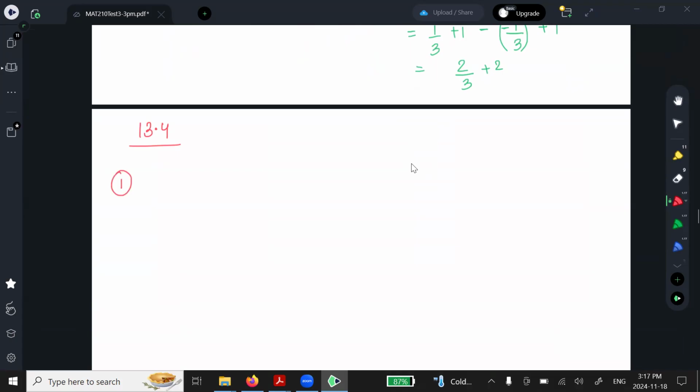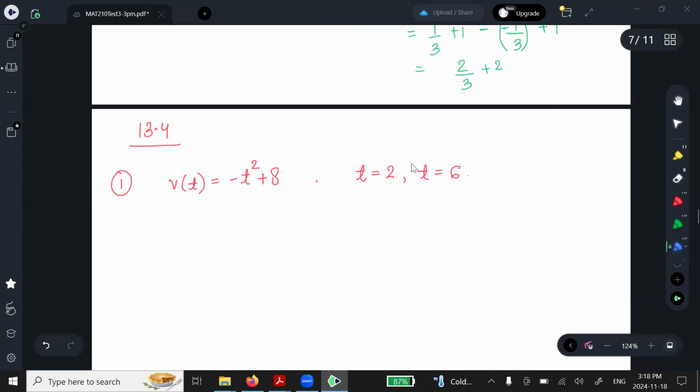So look, they're giving you the velocity function, and so they have given you that the velocity is -t² plus 8, and they want to find the total displacement between t equals 2 and t equals 6. This exam will be all about integration. How do you solve this problem? I want to find displacement, the total displacement between these 2 seconds.